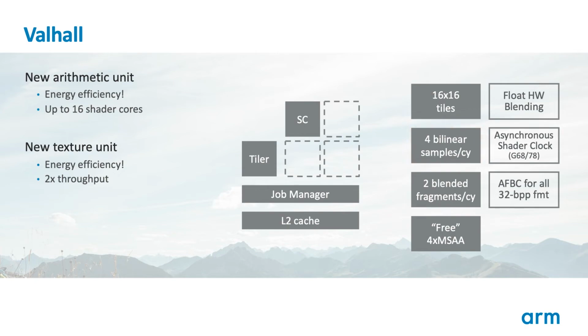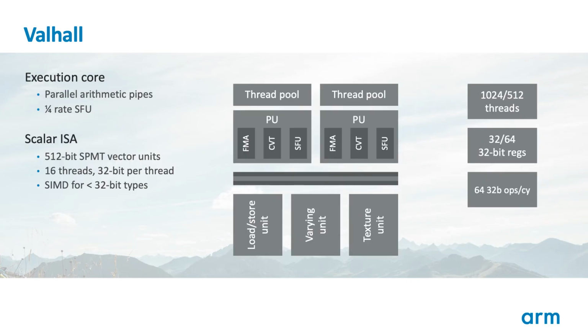This generation of hardware also introduces a fixed function blend path for FP16 floating point frame buffer attachments, multiple clock domains to allow shader cores to be clocked more slowly than other GPU components, and frame buffer compression for any 32-bit per pixel format including floating point formats. The Valhall GPUs implement a new arithmetic unit.